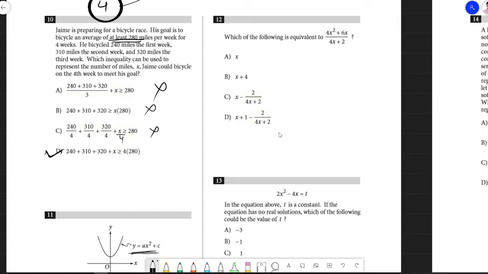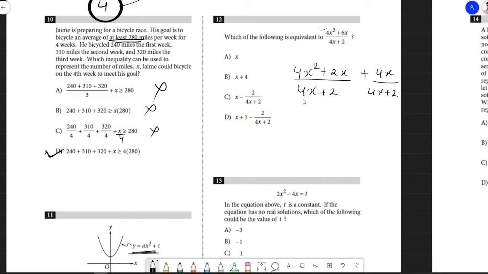Which of the following is equivalent to (4x² + 6x)/(4x + 2)? Okay. What I can do here is try to make the numerator look like the denominator. So I can make 4x² + 2x + 4x. I can break that 6x into 2x + 4x. Now I can divide both the terms by 4x + 2 and 4x + 2.